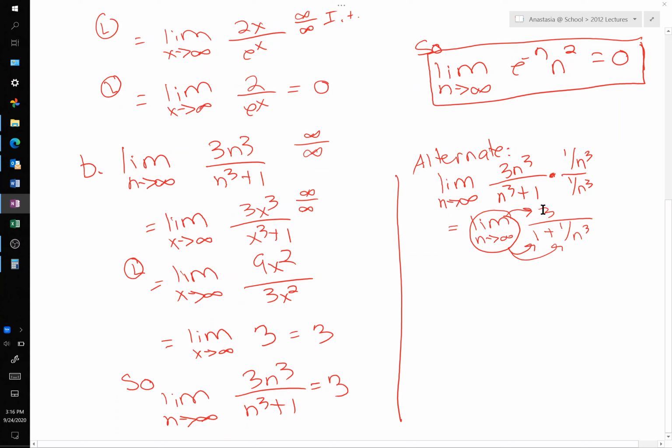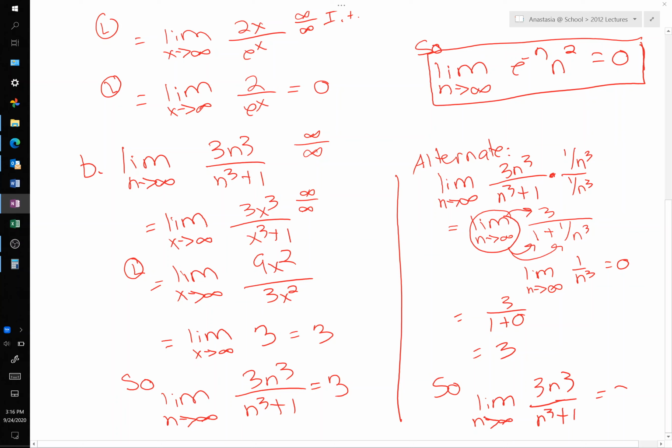The limit of a constant is a constant. The limit as n goes to infinity of 1 over n cubed is going to equal 0. So we end up with 3 over 1 plus 0, or 3. So we get the same final answer: the limit as n goes to infinity of 3n cubed over n cubed plus 1 is equal to 3.